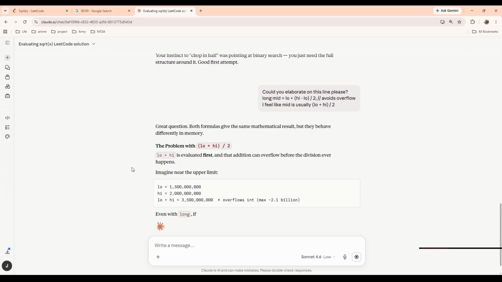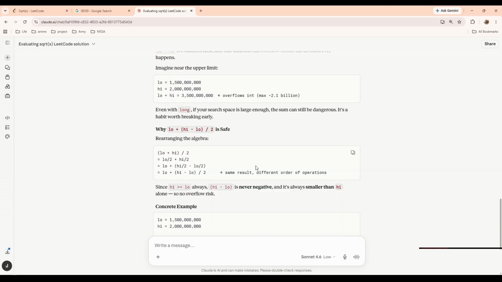Both formulas give the same mathematical result, but they behave differently in memory. The problem with low plus high divided by 2: low plus high is evaluated first, and that addition can overflow before the division ever happens. Even though it's the same thing, the way that the computer computes this equation changes drastically just because of the difference in the order of operations.